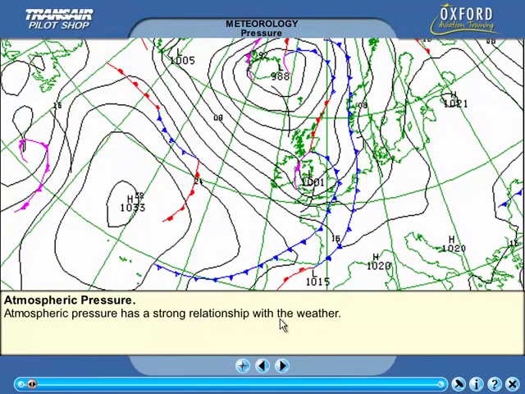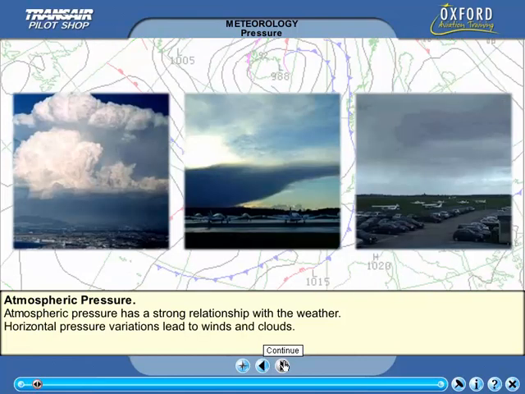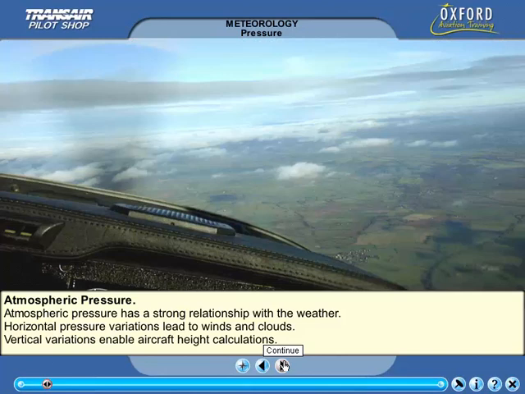Study of pressure and pressure variations in the atmosphere is fundamental to an understanding of meteorology. The forces generated by horizontal pressure differences give rise to horizontal and vertical air movement, creating winds and clouds. The vertical variation of pressure gives us the ability to measure the height of an aircraft above a surface.